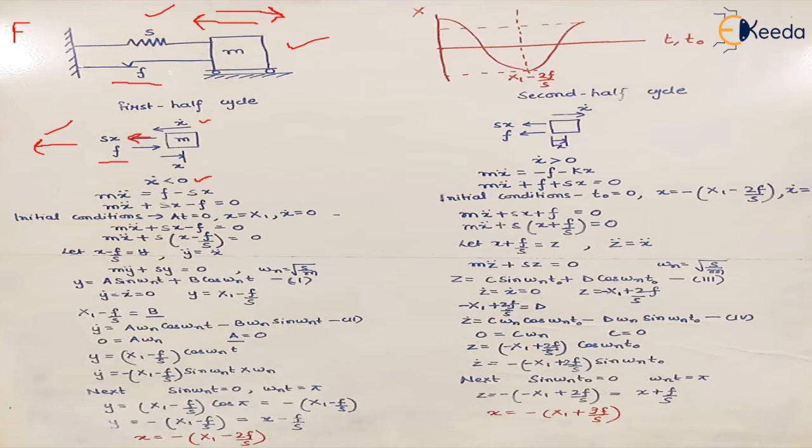If we balance all the forces acting on the body for the first half of the cycle, with the body moving on this side, the force, or mass into acceleration, is on this side. So this is m times acceleration, which is x double dot, equal to the frictional force minus the spring force, because the direction of the spring force is opposite to that of the frictional force.